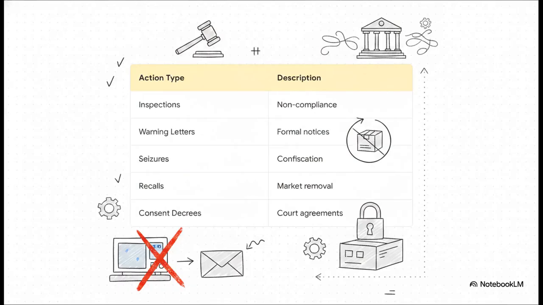The standard lays out a sliding scale of severity for what you actually have to track. It's pretty comprehensive. You have to track everything from basic non-compliance violations found during routine safety inspections and official warning letters, all the way up to physical seizures of your goods, enforced recalls, and even severe court-ordered consent decrees. Every single one of these actions has to be tallied and accurately categorized.